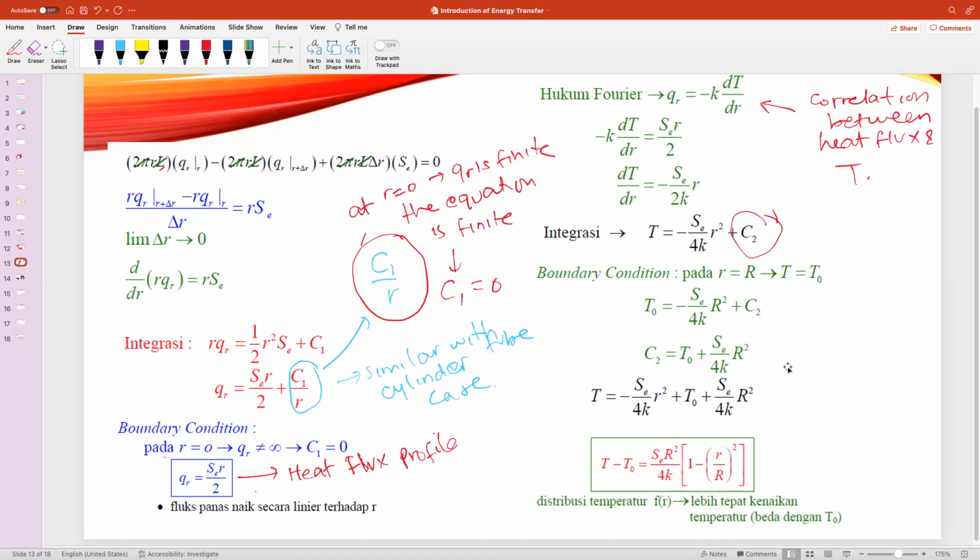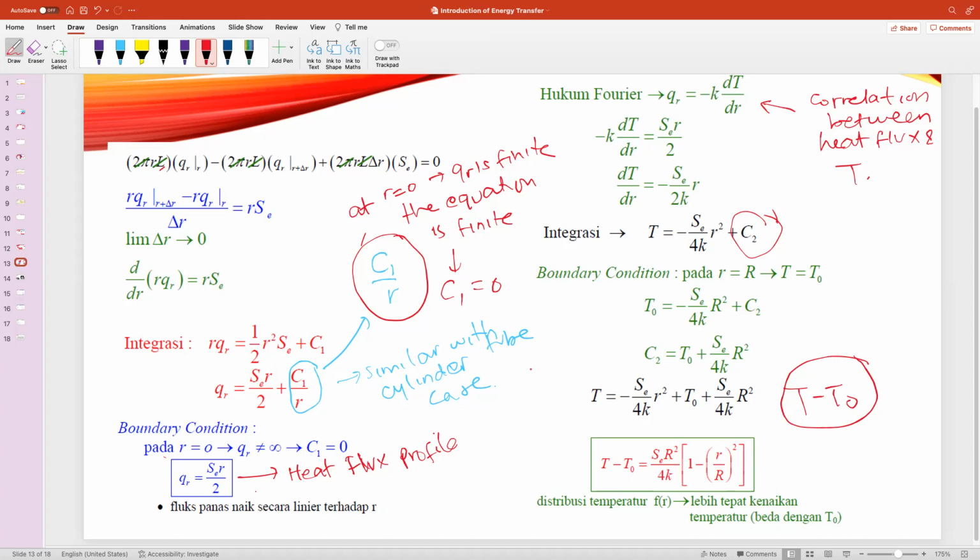Okay, and then similar to the cylindrical tube case, rather than writing T equal to blah blah blah plus T0 like this, we often see the temperature written as minus its reference. In heat transfer, usually it is better to write the temperature as T minus T0. So T minus T0 would be equal to this one. At least we see the increasing temperature relative to the reference. Jadi kita lihat kenaikan temperaturnya.